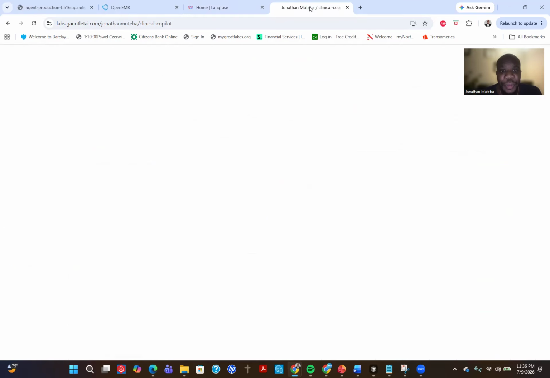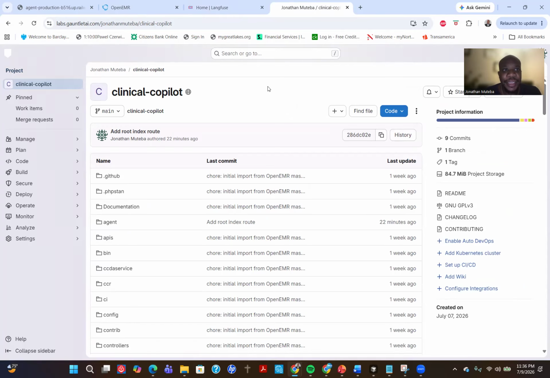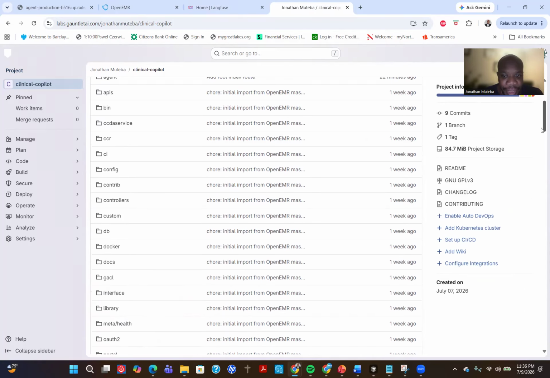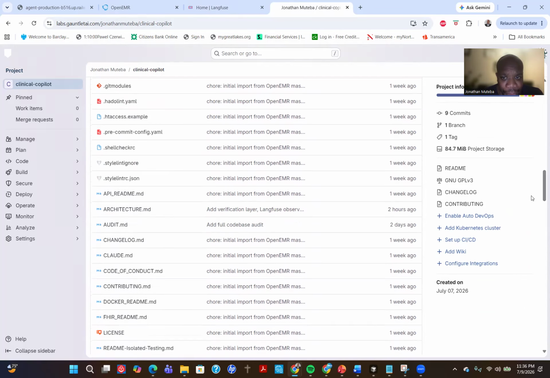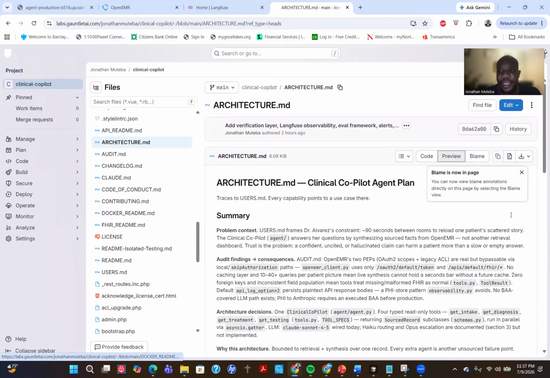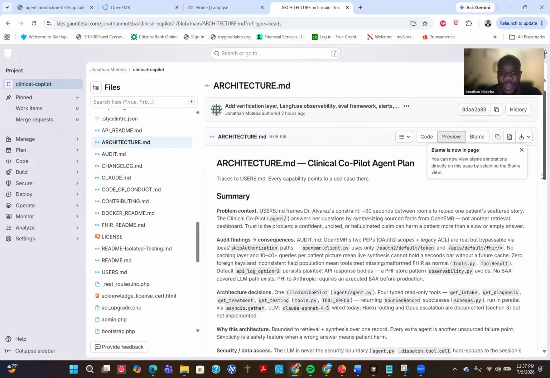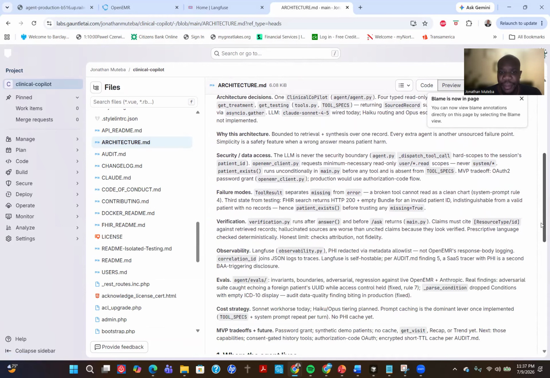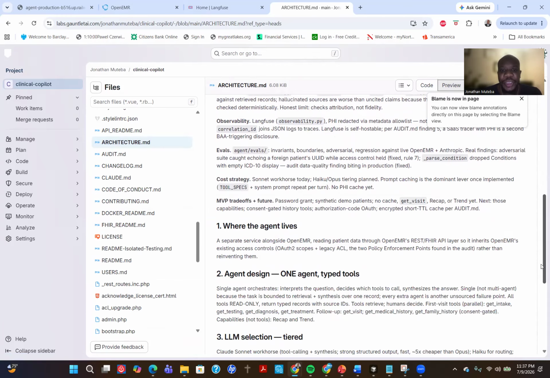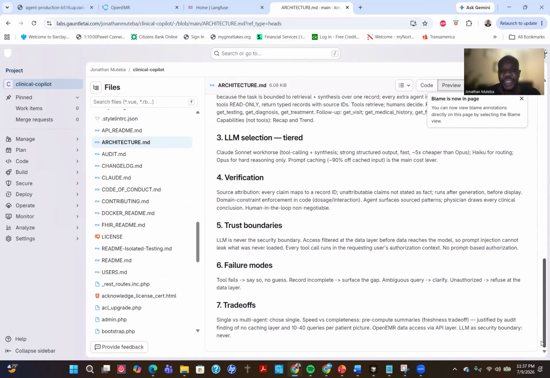And the last thing I want to go over is the GitLab. This is where I have my repository. The most important thing that you need here is the architecture. This here will tell you everything about the summary, the problem, the audit findings, the decisions, the security, the failure modes, the verification. So all the good stuff that talks about what went into this code.